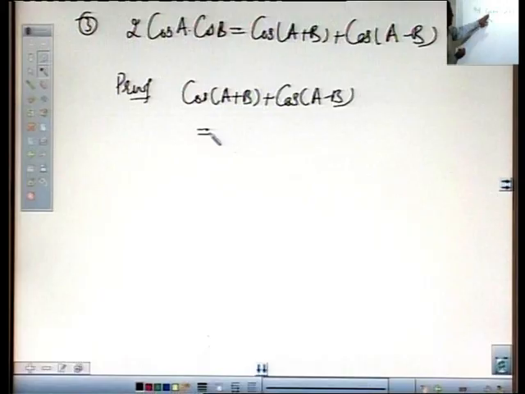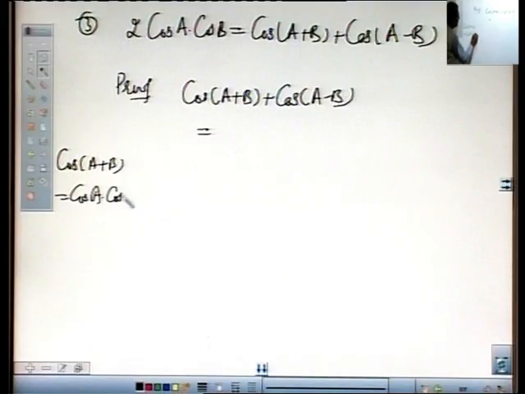We know the formula cos(A plus B) equals cos A cos B minus sin A sin B.